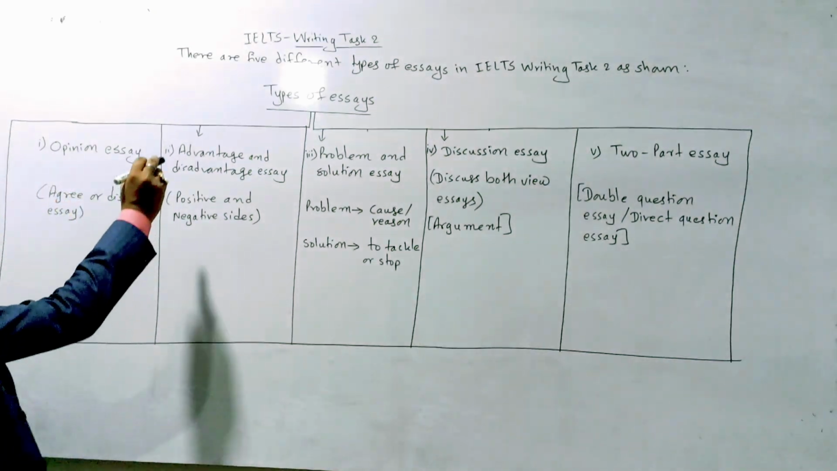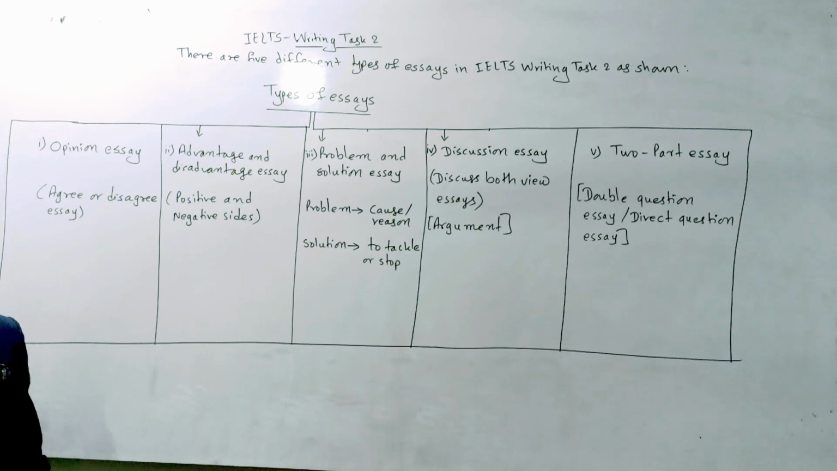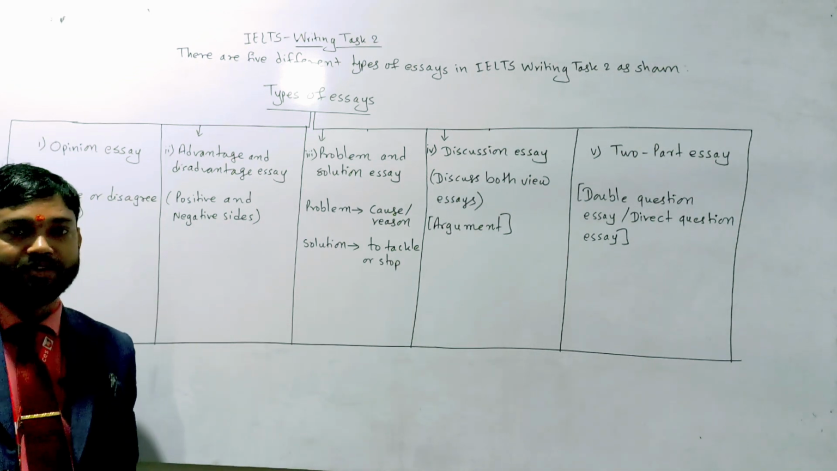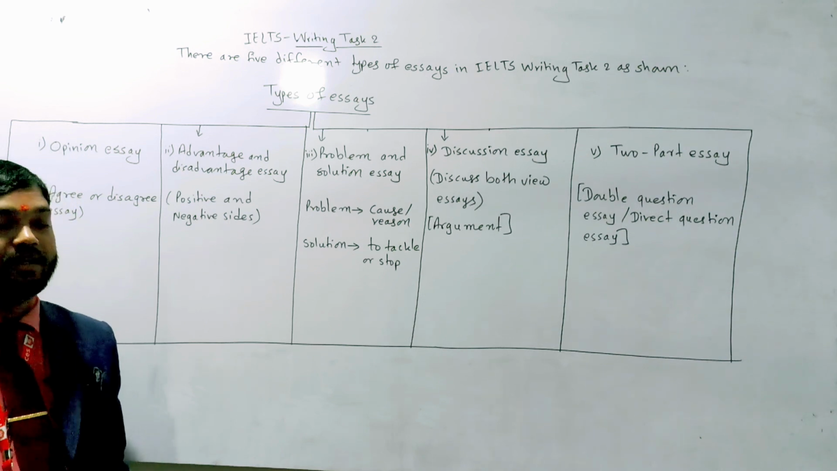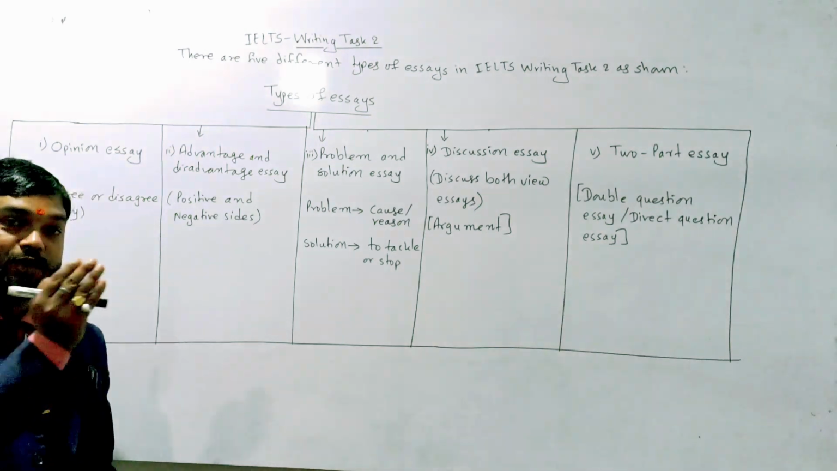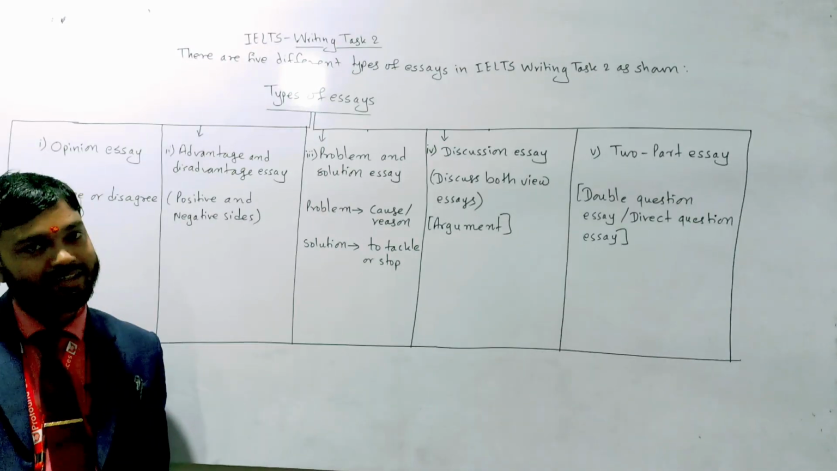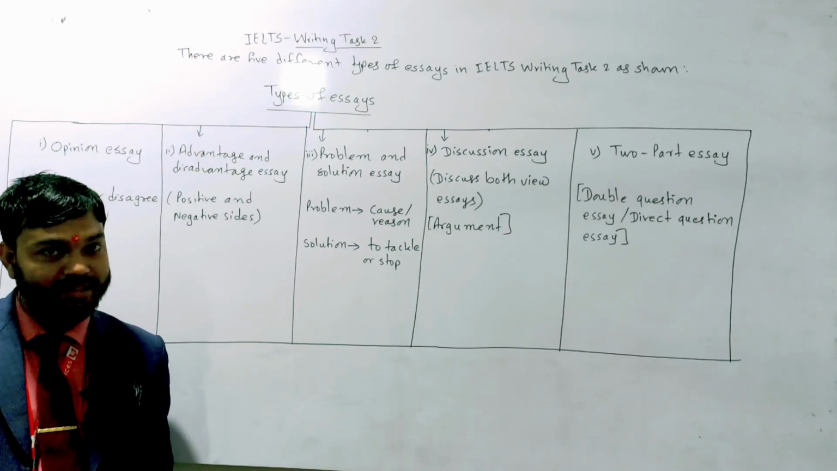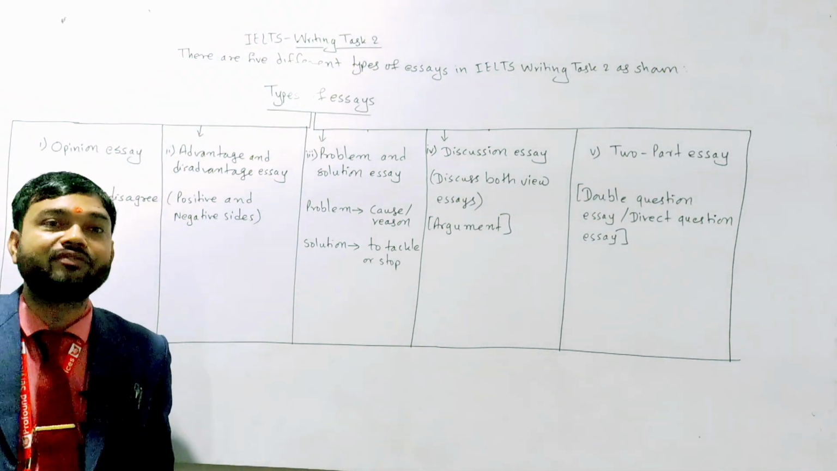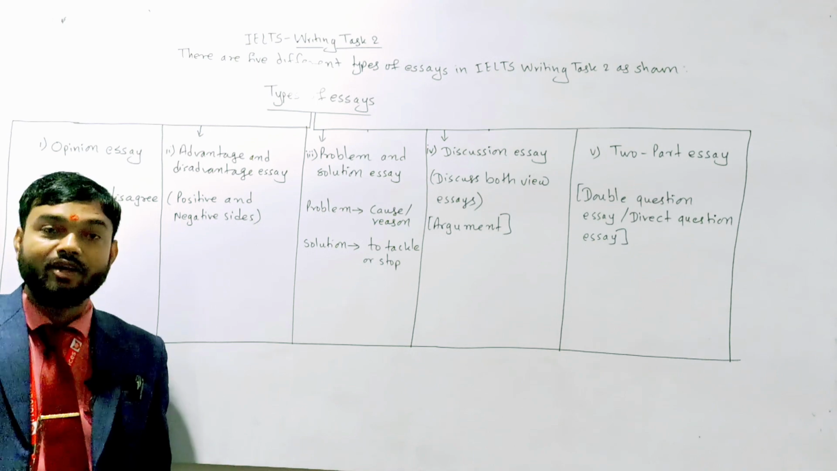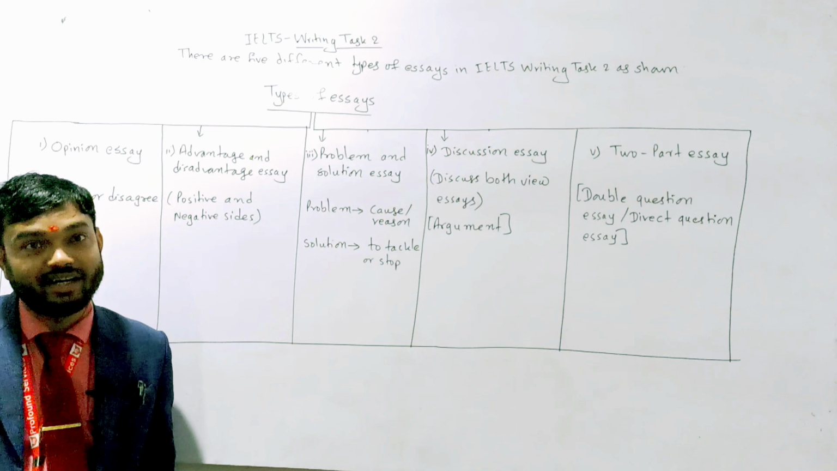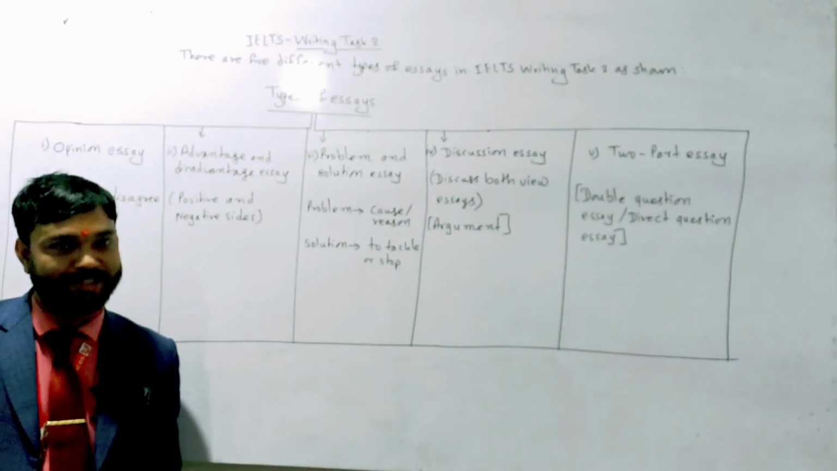Okay, come to the next essay, advantage and disadvantage essay. The essay name is itself really good for you to understand. Advantage, disadvantage means we are going to talk about positive sides and the negative sides. That means pros and cons, right? So here you should introduce, means paraphrase the question, and then first paragraph advantage, second paragraph disadvantage, and then conclusion.